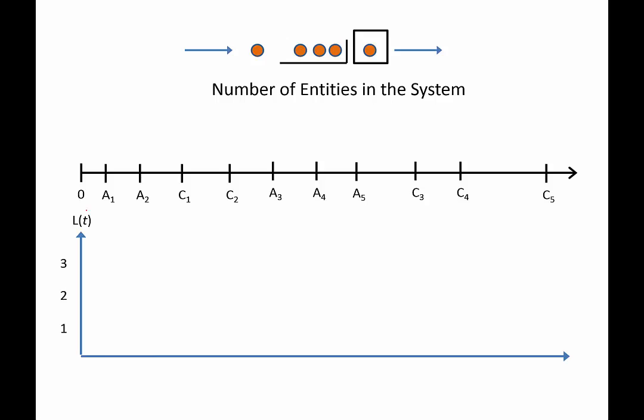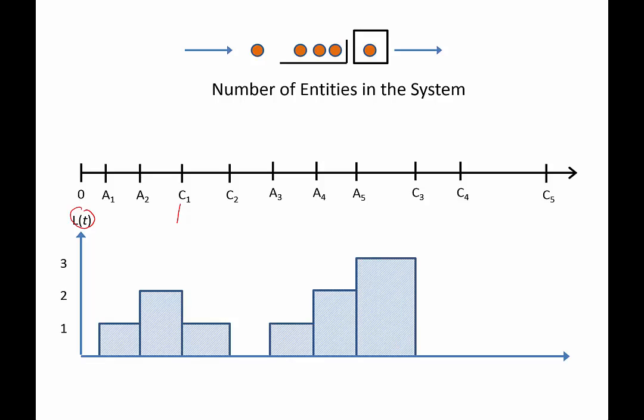Similar to B(t), we're going to define L(t) as the instantaneous number of entities in the system at time t. You can see that value is 0 between the time 0 and A1, when the first entity arrives. It takes the value of 1 between A1 and A2. At time A2, when the second entity arrives, it takes on a value of 2. At time C1, when the first entity completes, we then have 1 entity in the system. When C2 completes, we have 0 until the third entity arrives at A3. At A4, the fourth entity arrives. At A5, the fifth entity arrives.